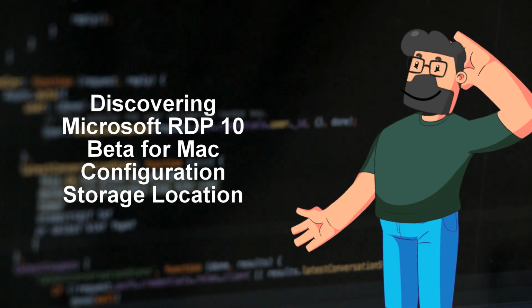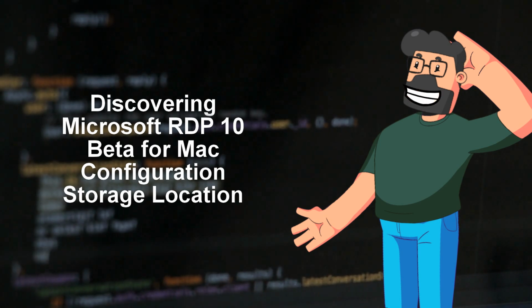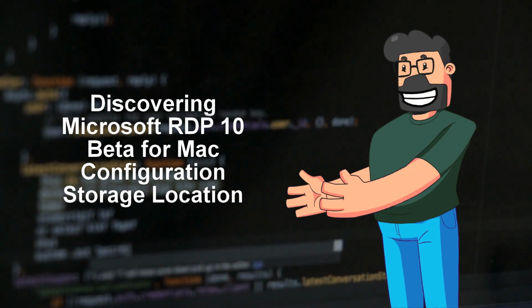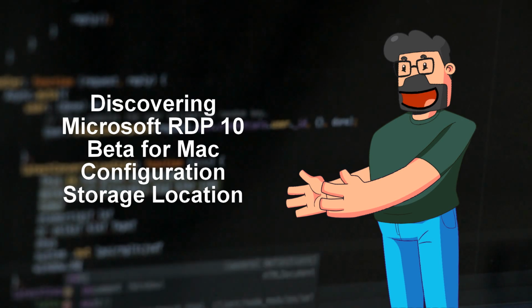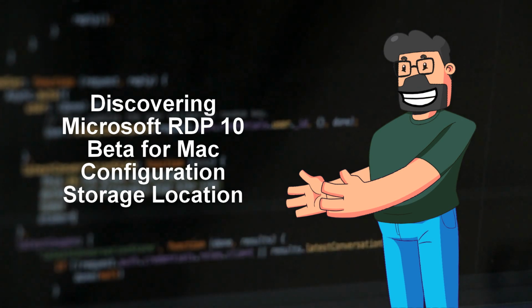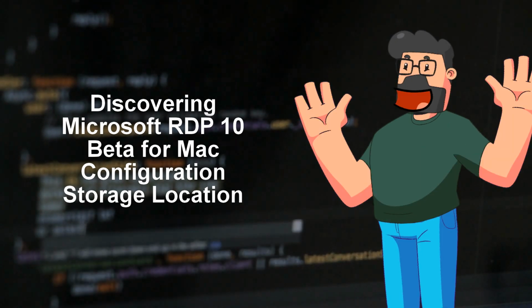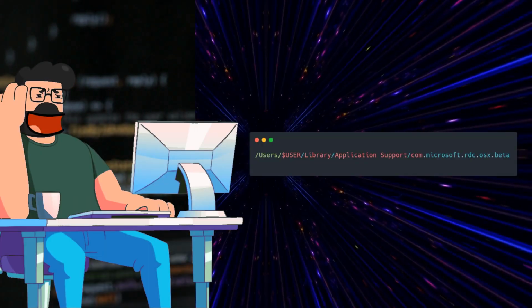Imagine this common problem. You've just done a full backup of your hard drive using Time Machine, reinstalled macOS, and suddenly realize all your Microsoft Remote Desktop beta configurations are gone. Bummer, right? But fret not. I've got the solution for you. Let's dive in.